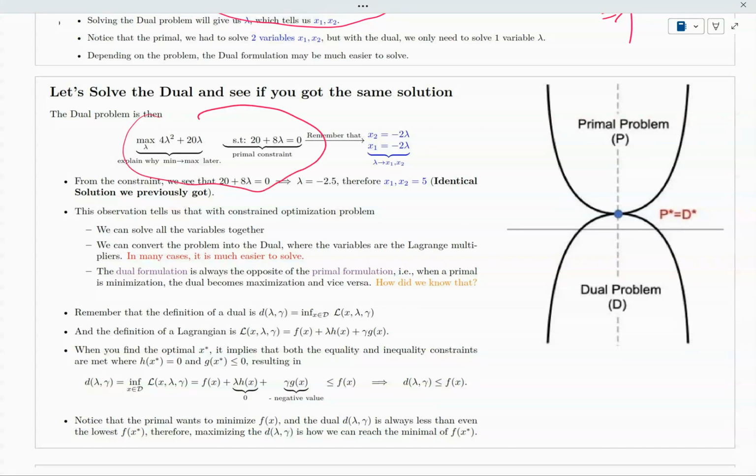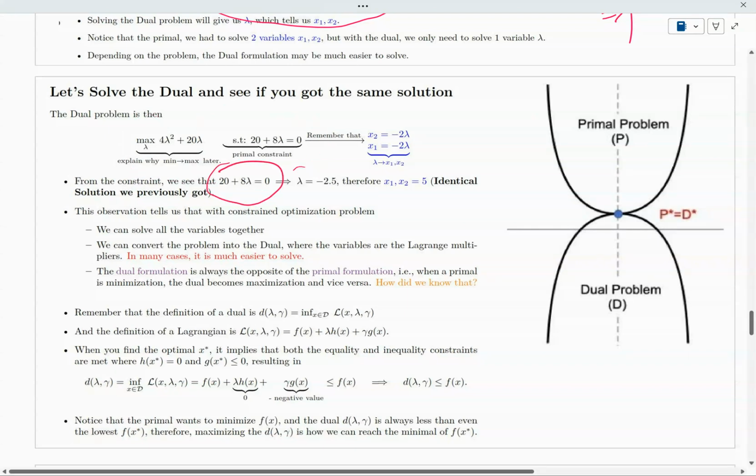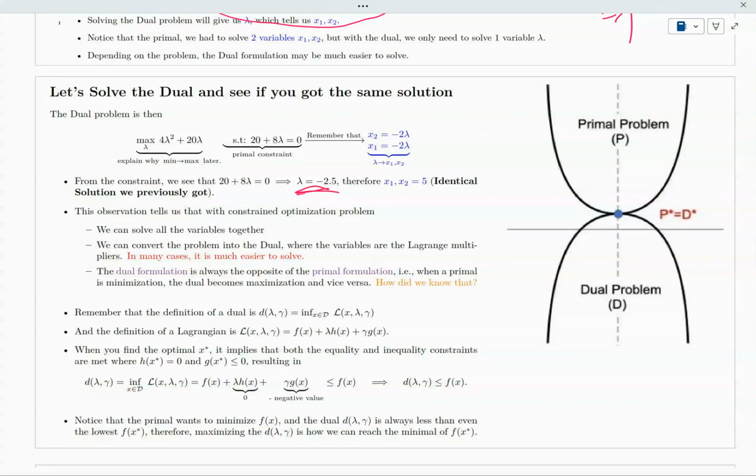So over here is a dual, like I just told you. Because of this relationship, we see that lambda is equal to minus 2.5. Then if we plug minus 2.5 into this, we get x1 and x2 equal to 5. So this is the identical solution we got previously, because remember the perimeter of the walls were 5 by 5 by 5. And this observation tells us that constraint optimization problems, we can solve all the variables together.